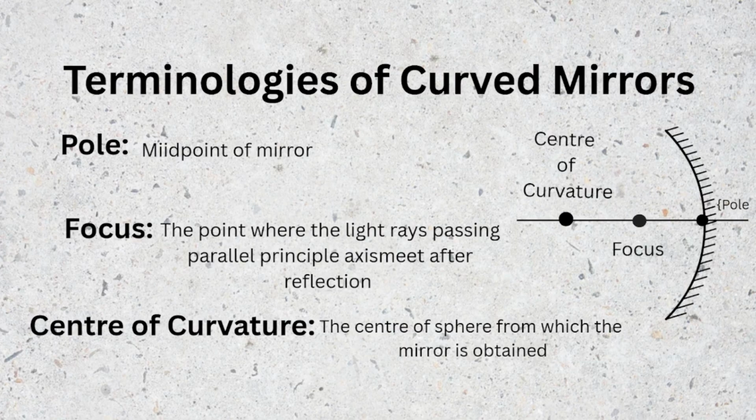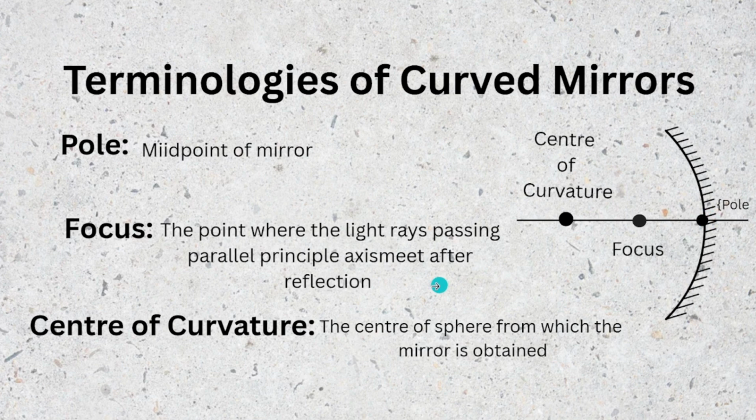So let us consider a concave mirror. The non-reflecting surface is represented by these shaded lines. This is the reflecting surface. The first one is pole. Pole is nothing but the midpoint of the mirror, the center point of the mirror. It is known as pole.